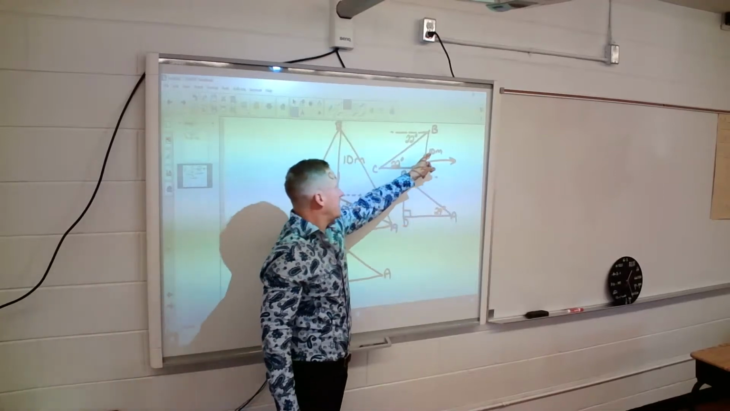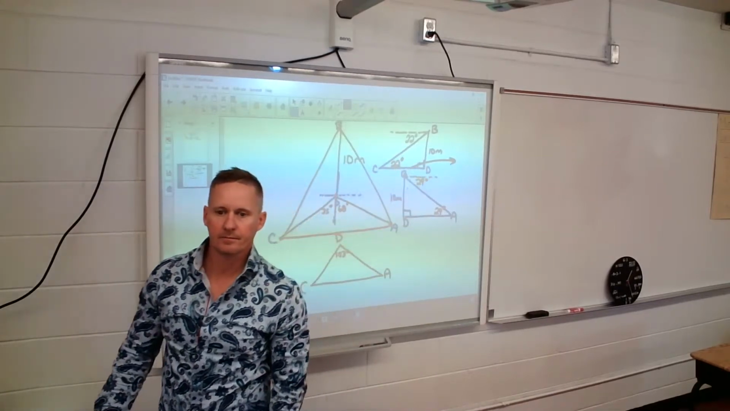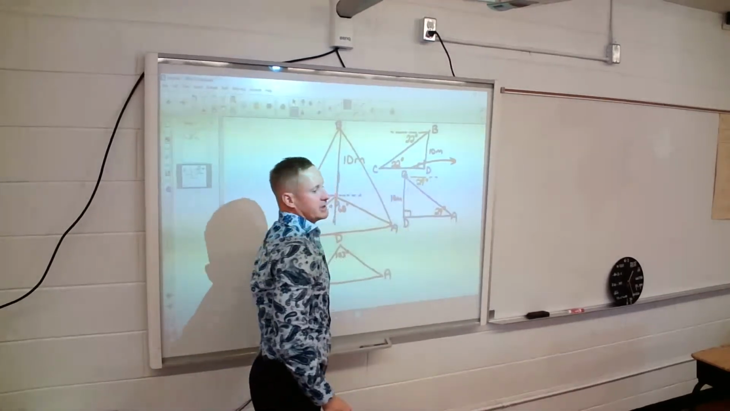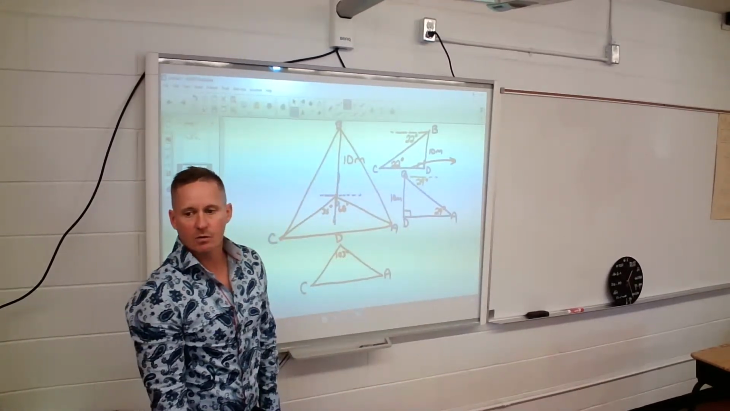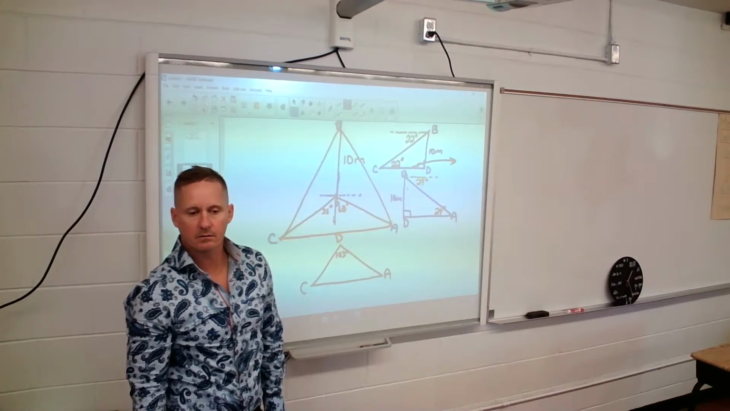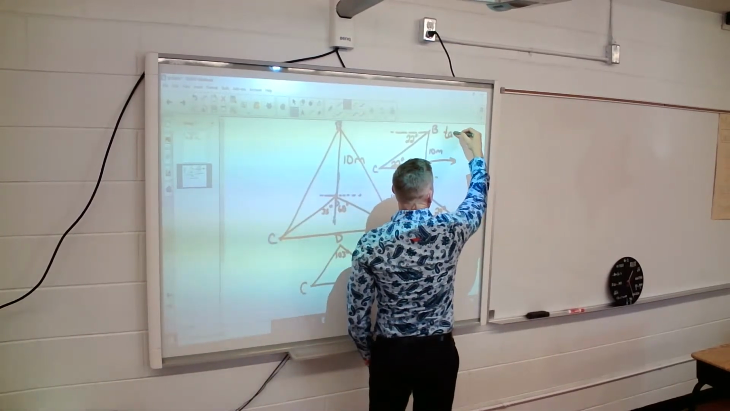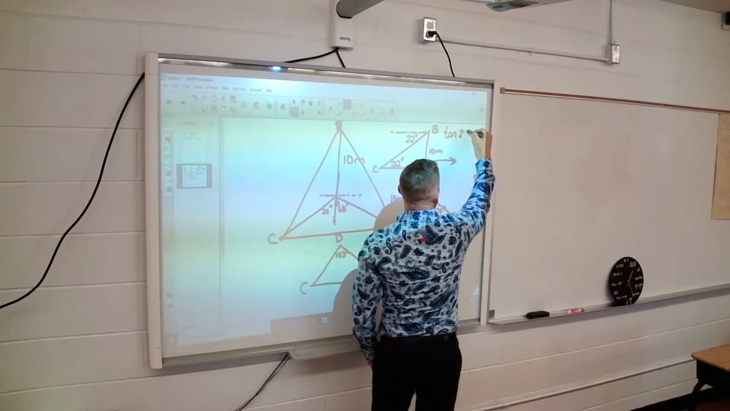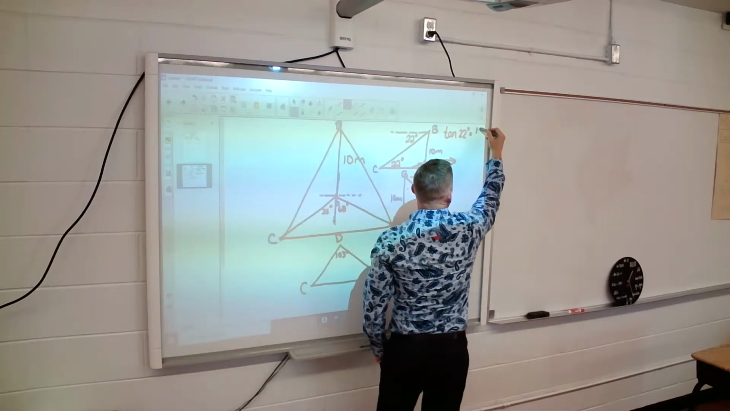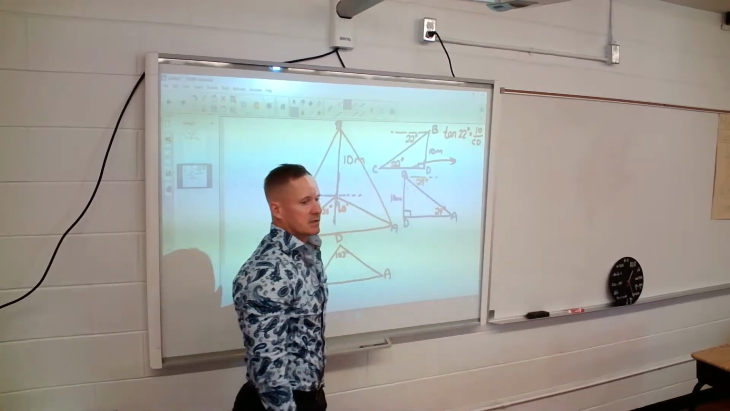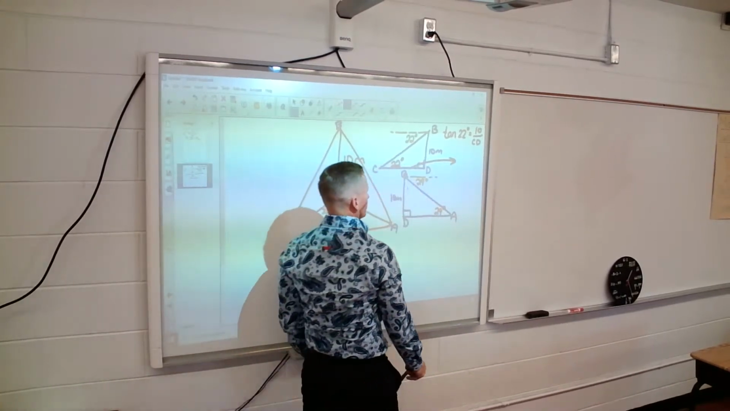So where is the 10 in relation to 22? Opposite. Where is CD in relation to 22? Adjacent. So what trig function am I talking about? Tan. So I'm going to use the tan of 22 equals 10 over CD, which is the one I want. So let's find out what CD is.